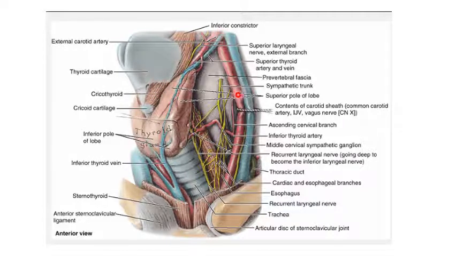Okay, now this is the carotid sheath contents. You can see the internal jugular vein. You can see the carotid, right? You can see the common carotid and the vagus, which is running posterior to it in this particular area.